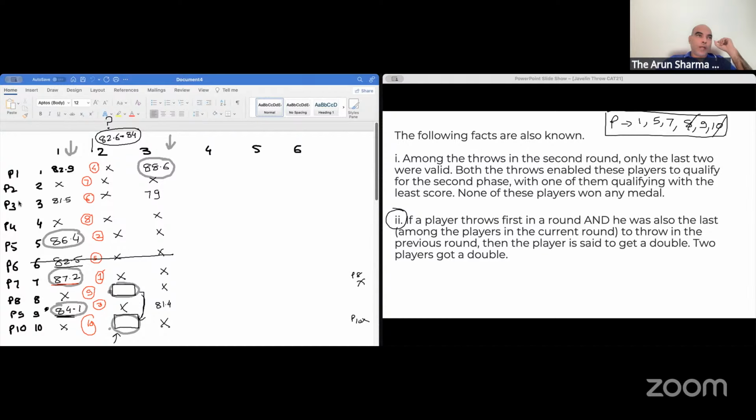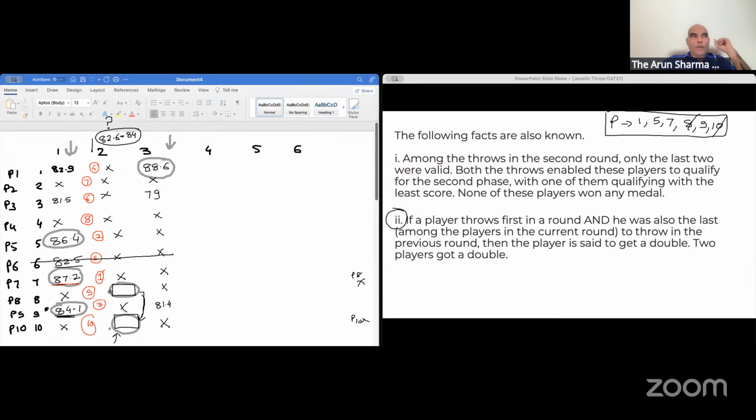Up to here you can actually make out what's happening, but this clue becomes critical. If a player throws first in a round, and he was also the last among the players in the current round to throw in the previous round, then the player is said to get a double. So you have to understand this, and then they tell us two players got a double.